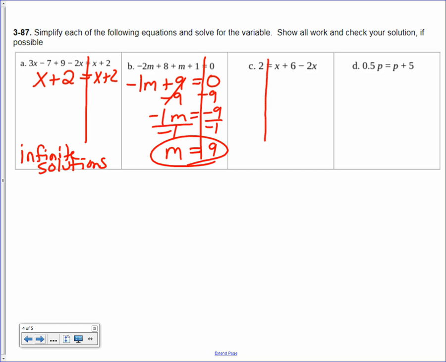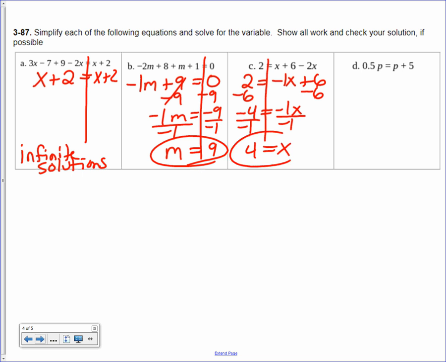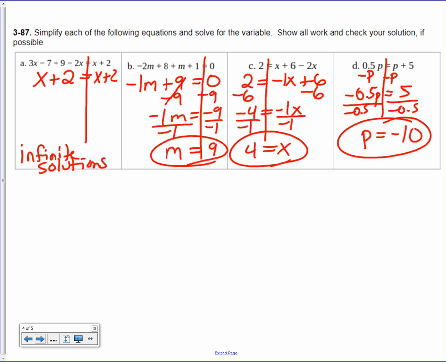For C, combine x and 2x. So I'm going to get 2 equals -1x plus 6. Subtract 6, I get -4 equals -1x. So I'm going to get 4 equals x. And for D, I'm going to subtract p from both sides. So I'm going to get -0.5p equals 5. So I get p equals -10.